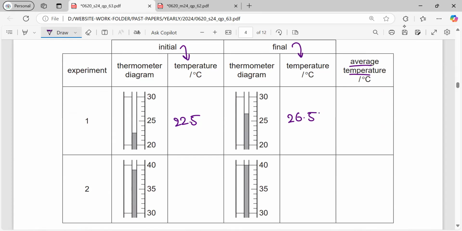Here, the initial temperature of experiment 2 is 39.0. It's 39.0. And here, 40.0.